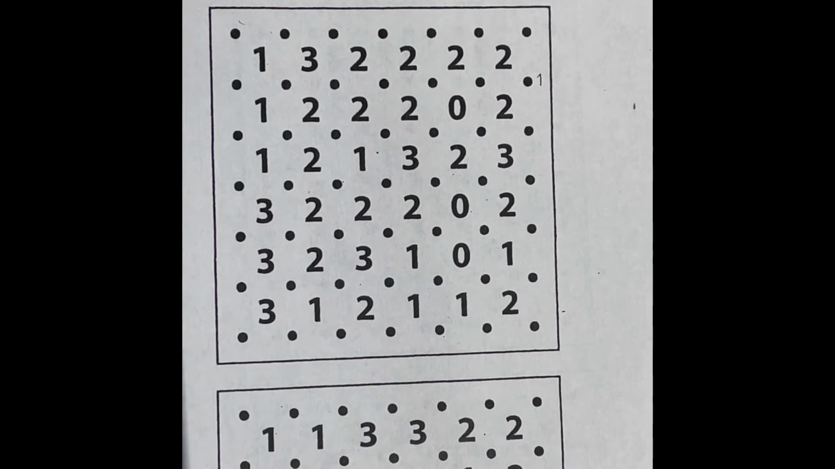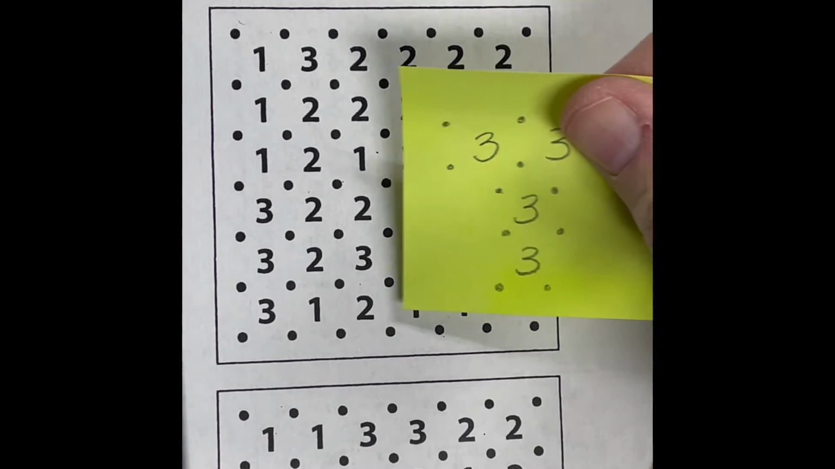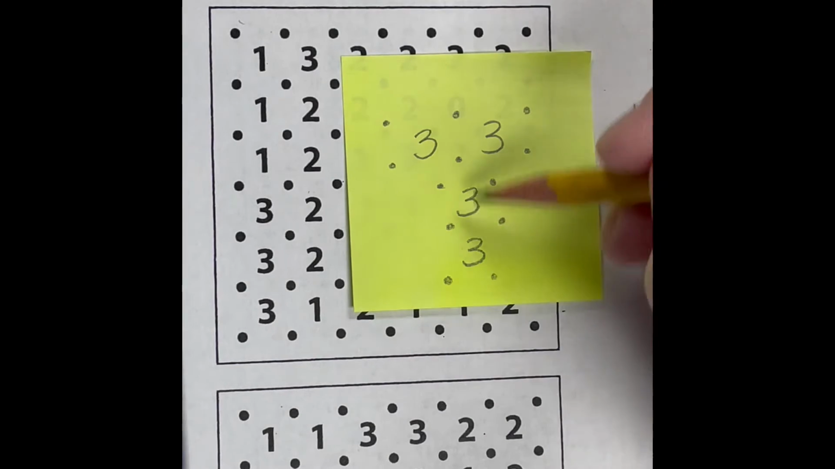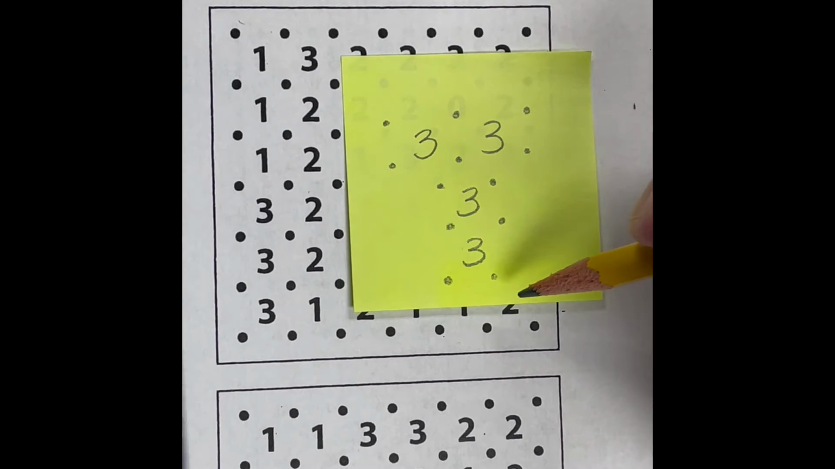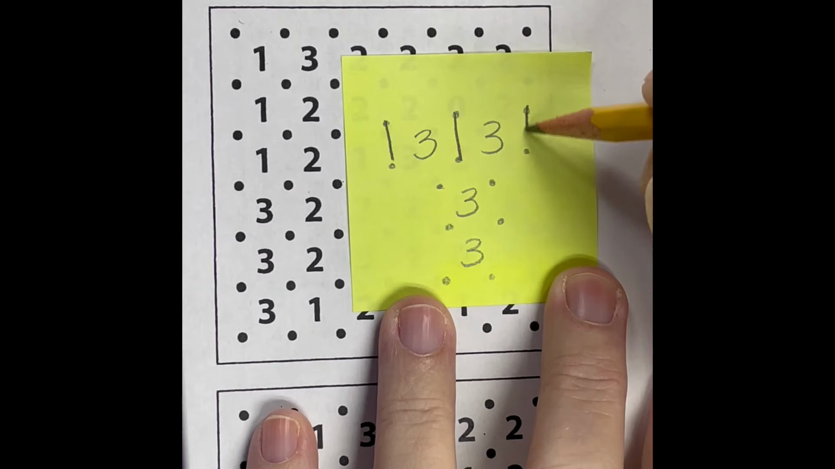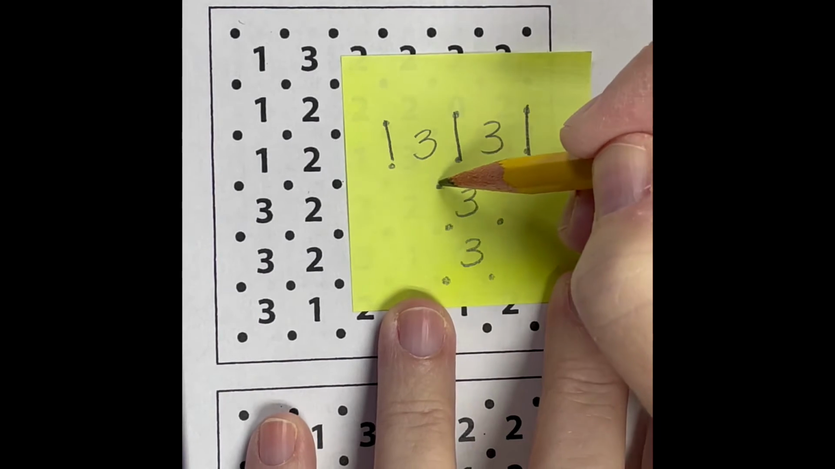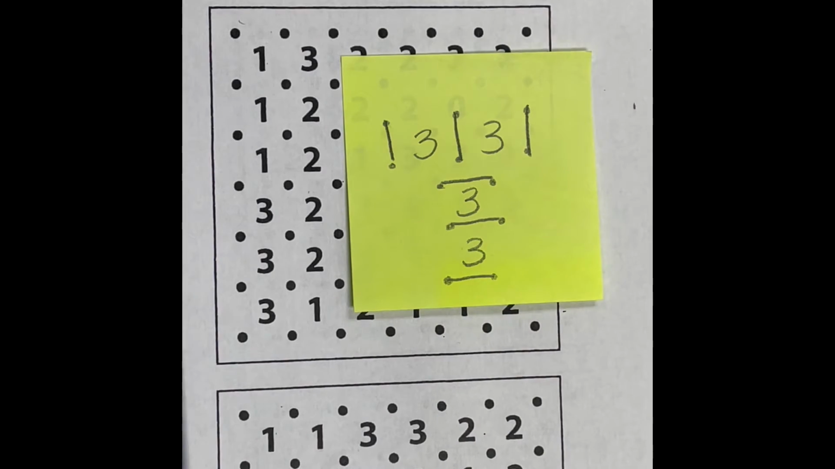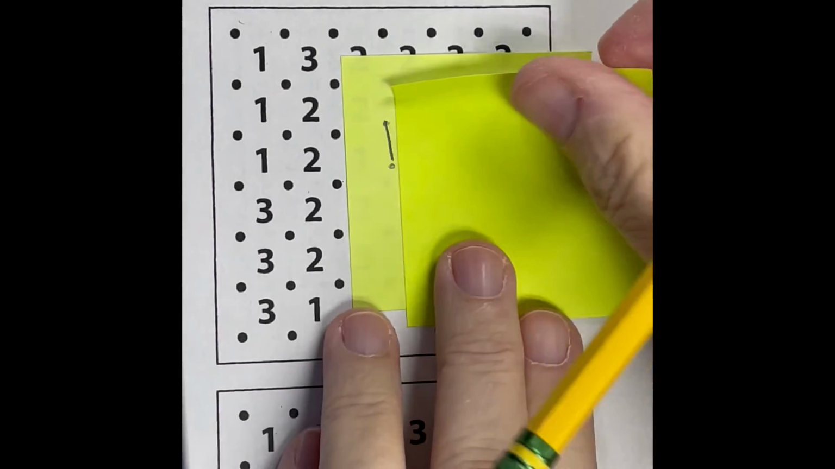So in order to know where to start, I try and look for places where you've got a couple of 3s beside each other or on top of each other. Because no matter what you do, you're going to end up with lines like that if they're beside each other, or lines like that if they're on top of each other. So I'll show you how I came to that conclusion.